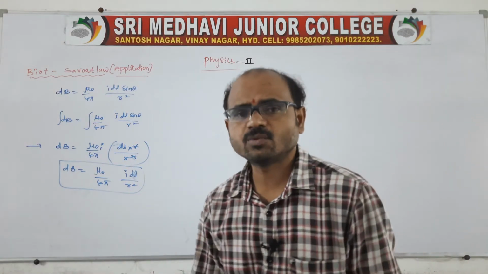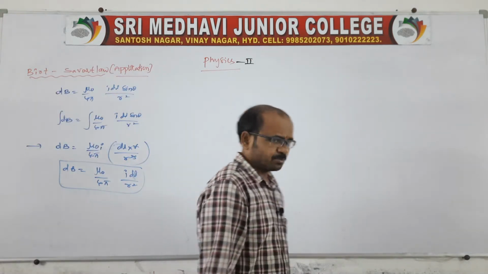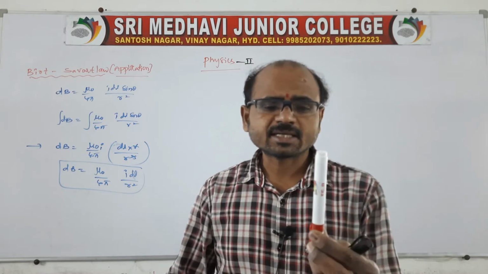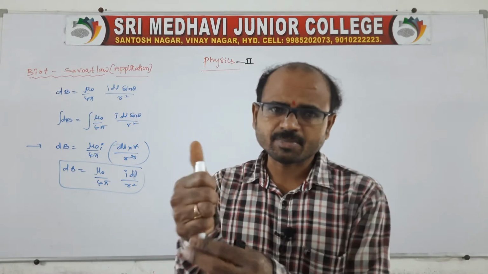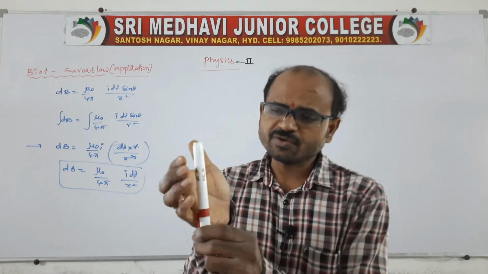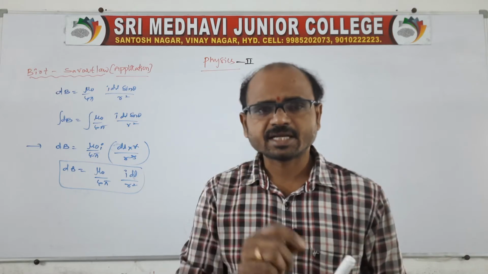Now let us look at applications. Actually, we know Ampere's right hand thumb rule: when a current carrying conductor is held in our right hand palm, the thumb indicates the direction of the current and the folded fingers indicate the direction of the magnetic field. It is for a straight current carrying conductor.